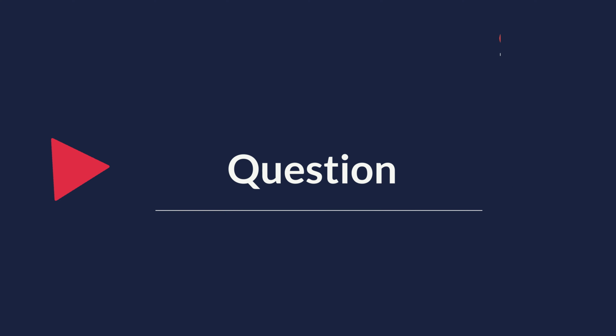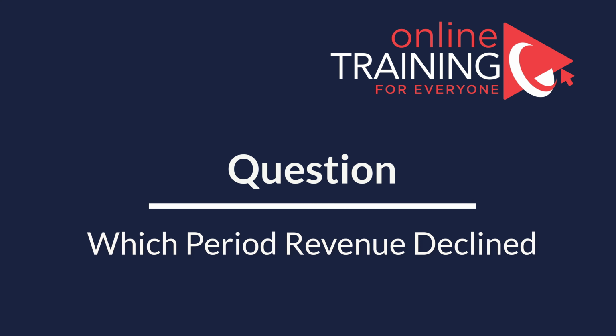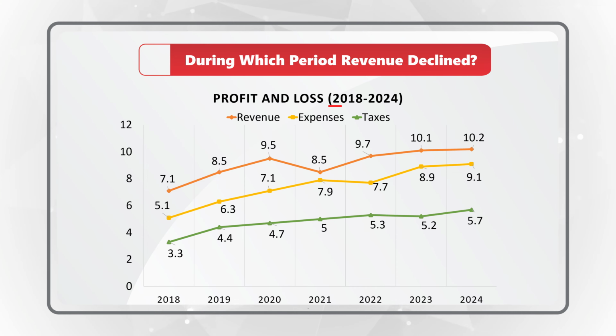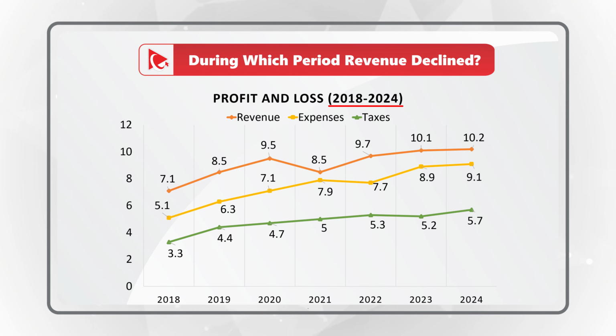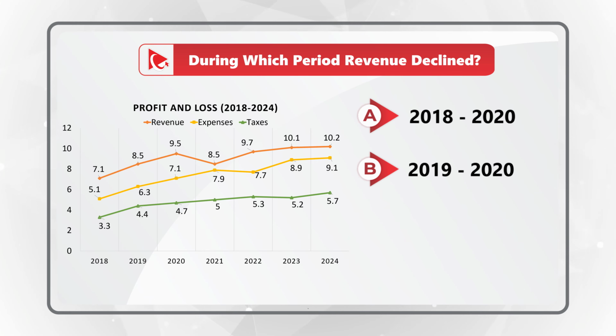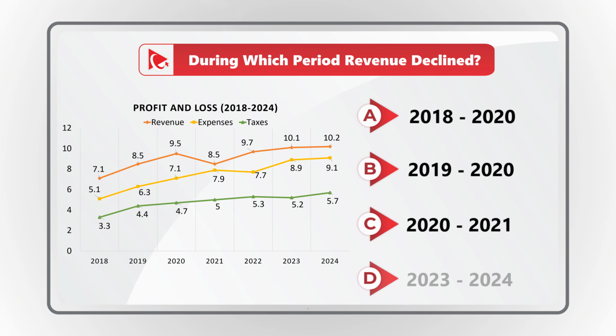And now it's time for you to practice your skills to see if you can come up with the answer. You're presented with chart of profit and loss between the period of 2018 and 2024. The chart shows revenue, expenses, and taxes. And you need to determine during which period revenue declined. You have 4 different choices to choose from: A, 2018 to 2020, choice B, 2019 to 2020, choice C, 2020 to 2021, and then choice D, 2023 to 2024.